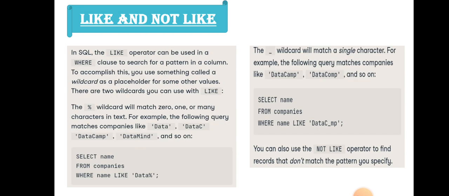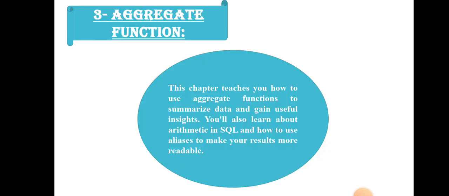LIKE and NOT LIKE. In SQL, the LIKE operator can be used in a WHERE clause to search for a pattern in a column. For example, SELECT name FROM companies WHERE name LIKE 'Data%'. The underscore wildcard will match a single character. For example, the following query matches companies like Datacamp, Datacomp, and so on: SELECT name FROM companies WHERE name LIKE 'DataC_mp'. You can also use the NOT LIKE operator to find records that do not match the pattern you specify.